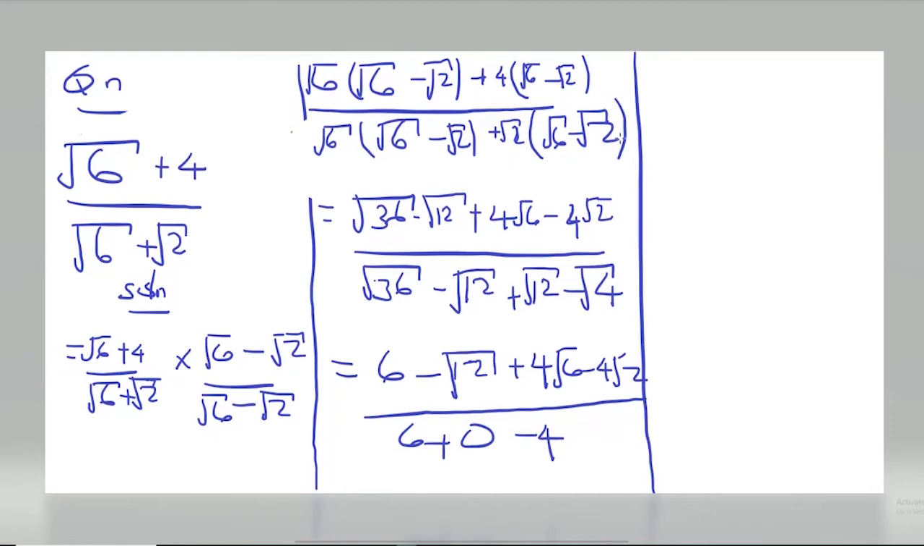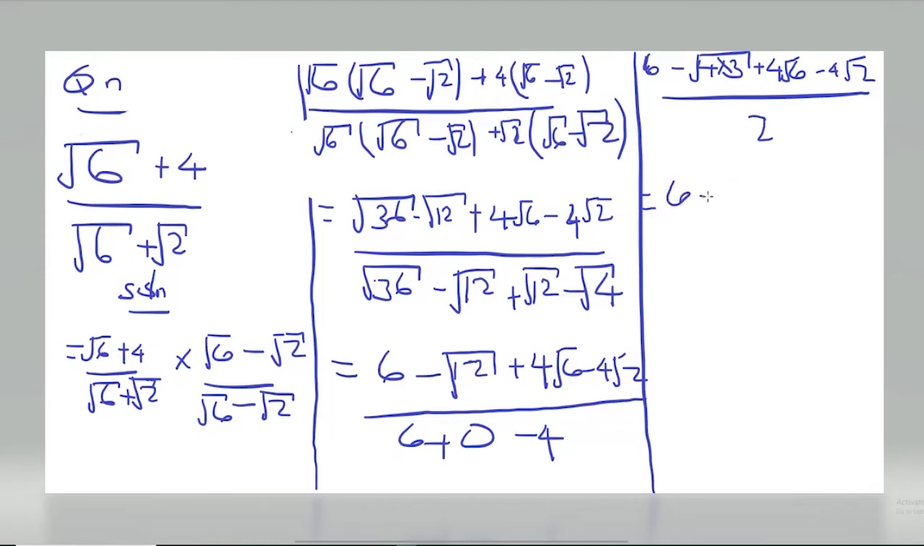And this one will be equal to 6 minus, you can simplify 12, which will be equal to 4 times 3, we're going to have 4 times 3 under root. Then you plus 4 under root of 6 minus 4 under root of 2 over 6 minus 4. 6 minus 4 is equal to 2. Try to make sure you simplify as much as you can.